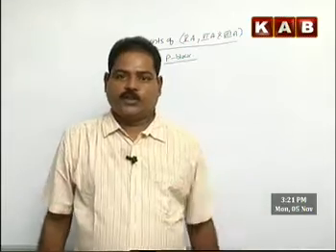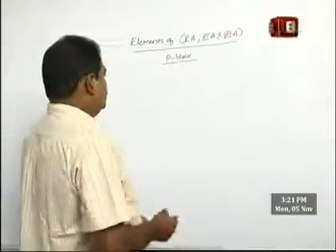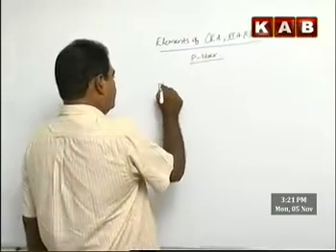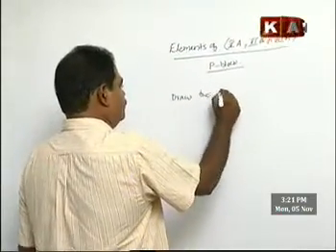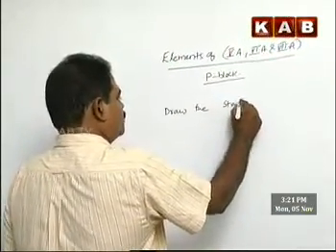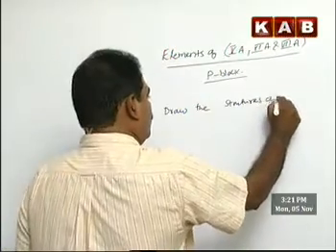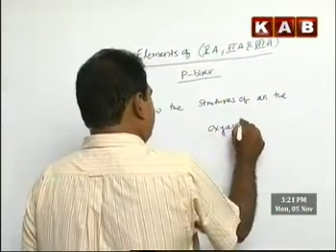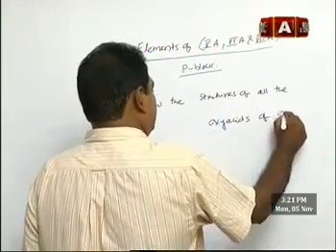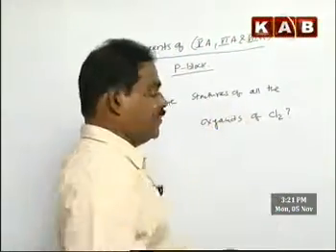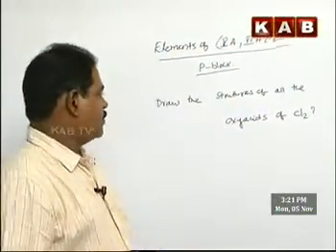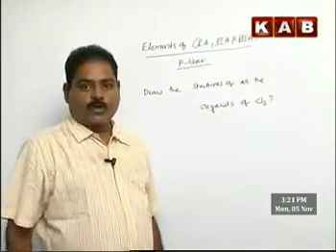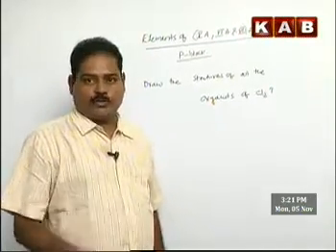React with others. And there was one question: draw the structures of all the oxy acids of chlorine. This was given in some previous paper. Draw the structures of all the oxy acids of chlorine. For this, you should first know how many oxy acids you have in all.